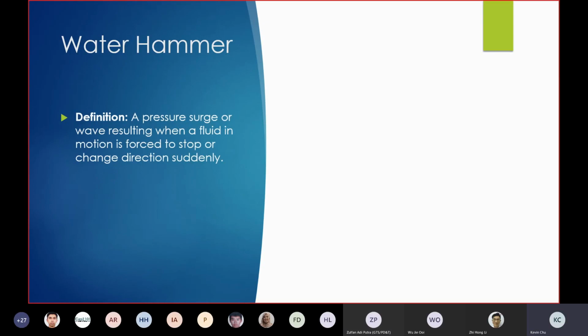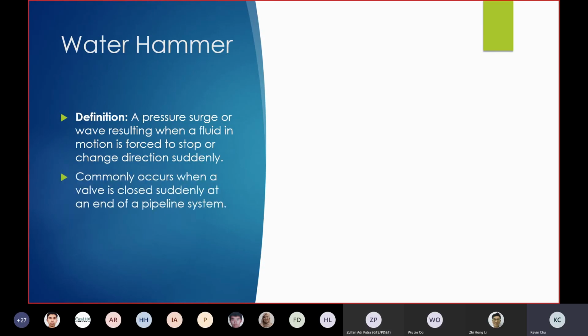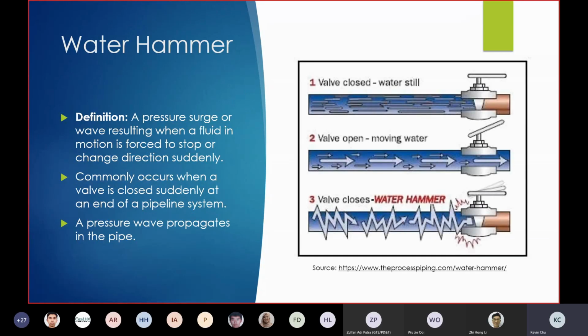By definition, water hammer is a pressure surge or wave resulting when a fluid in motion is forced to stop or change direction suddenly. Water hammer commonly occurs when a valve is closed suddenly at the end of a pipeline system. It generates a pressure wave, and this pressure wave will propagate in the pipe. This image shows what the water hammer looks like in schematic form. We will discuss more on this after this.